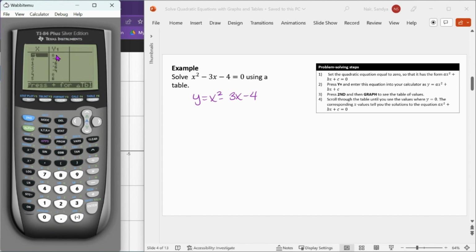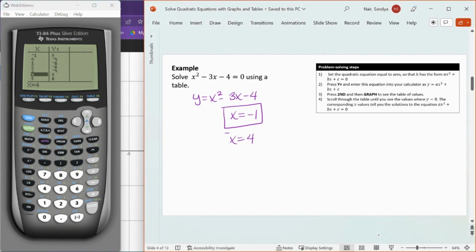So you can see here I have one value where y equals 0, and that corresponds to x equals -1. So x equals -1 is going to be one of my solutions, and let's look through the table and see if there's another place. So you can see that here 4, 0 is another point where y equals 0, so that means that x equals 4 is another solution to this quadratic. So remember, a quadratic can have two solutions, one solution, or no real solution.